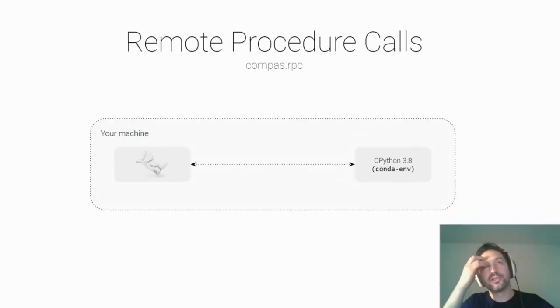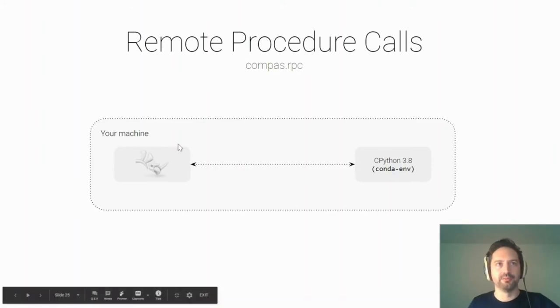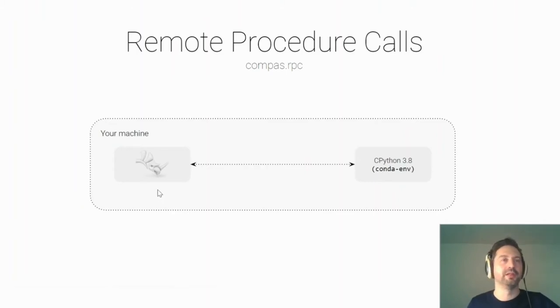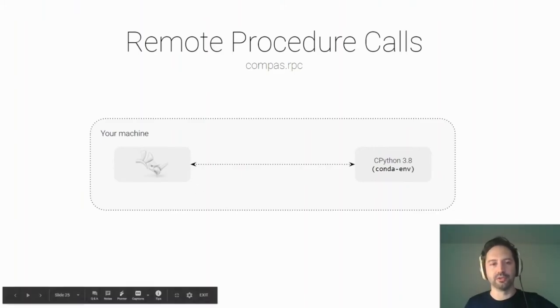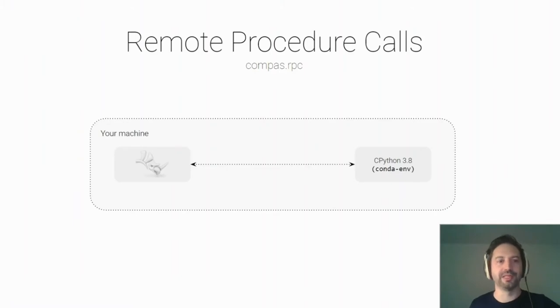Another interesting feature that COMPAS has is remote procedure calls. This is mainly driven by the fact that Rhino runs this crippled version of Python. So a lot of things, in particular NumPy and all its data processing friends, are not available. So RPC, remote procedure calls, is a mechanism in COMPAS that allows you to call functions that use CPython stuff from within an environment that actually doesn't allow you to do it natively. So it's CPython in Rhino in a sentence.